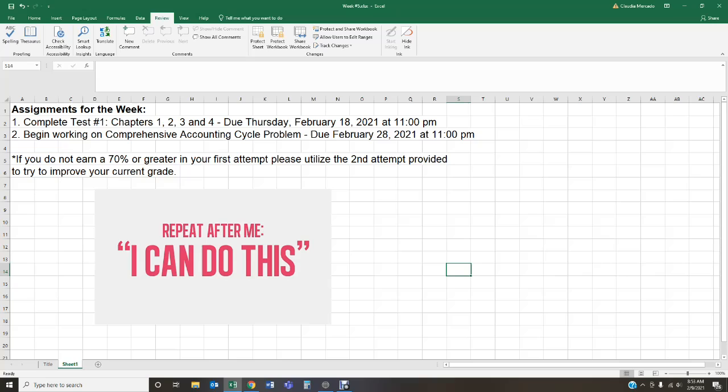You need to plan your weeks, plan your time so you can be able to complete the assignment and get a good grade on it and master the information being presented. The comprehensive accounting cycle problem is not due till next week, the February the 28th at 11 p.m. So you've got plenty of time to work on it.